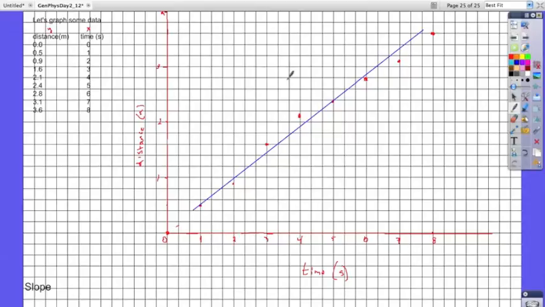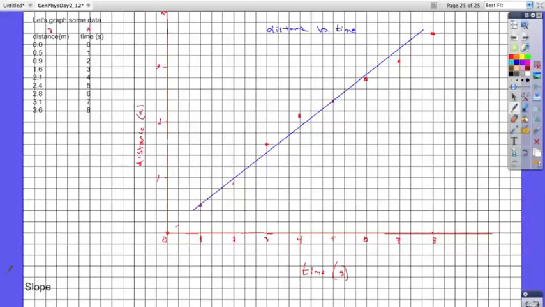So I found the scale for both axes. I labeled both axes. I don't have a title. This is a distance versus time graph. So now it has a title. It's big. I labeled axes with the quantity and the unit. I did not do a dot to dot. I did a trend line.